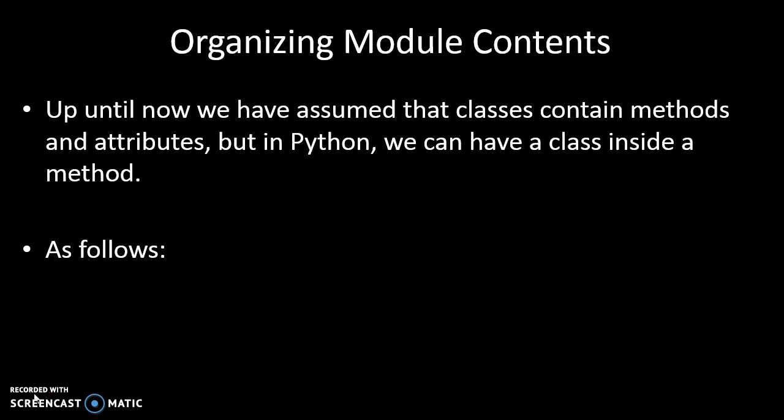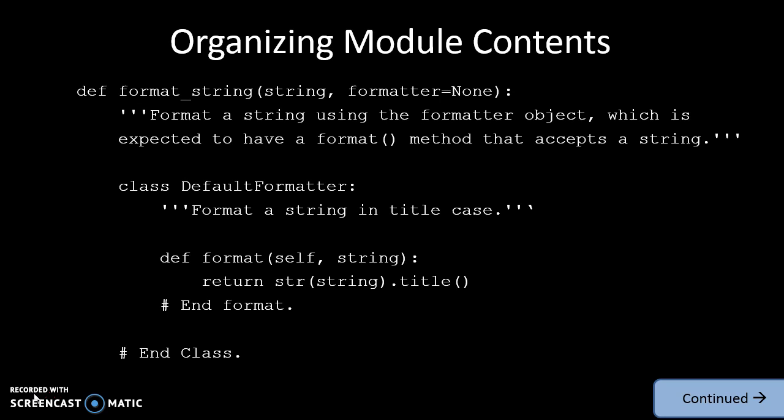Up until now we've assumed that a class contains methods and attributes, but in fact you can do it the other way around. You can have a method that contains a class. So let's look at the following 2 pages of code. In this bit of code, I have a method called formatString that takes in a string and takes in a way of formatting it. So it could be make everything lowercase, make everything uppercase, make everything italics, make it bold. That could be formatting stuff it does. By default, it's none though. And our default formatter says just put all the text in title case.